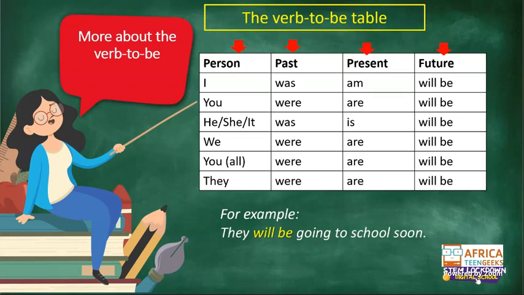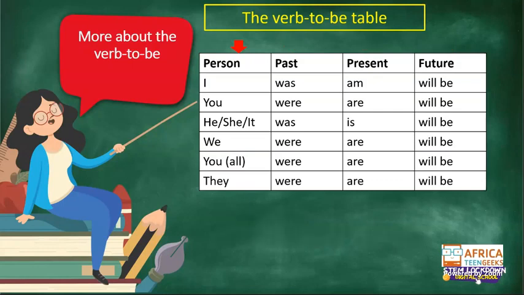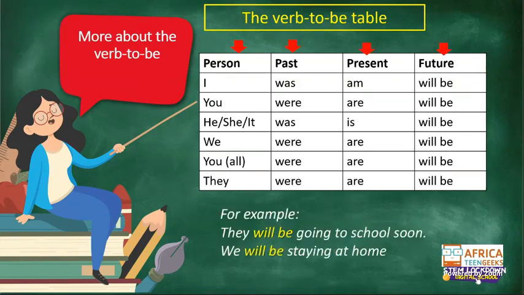Okay, I'm going to go through that again. So the person is I, you, he, she, it, we, you, they. With the past tense, you would use was, were, were. For the present tense, am, are, is, are. Future tense will be. For example, they will be going to school soon. We will be staying at home. You were absent on that day. Okay, so you all understand about the verb to be, right?